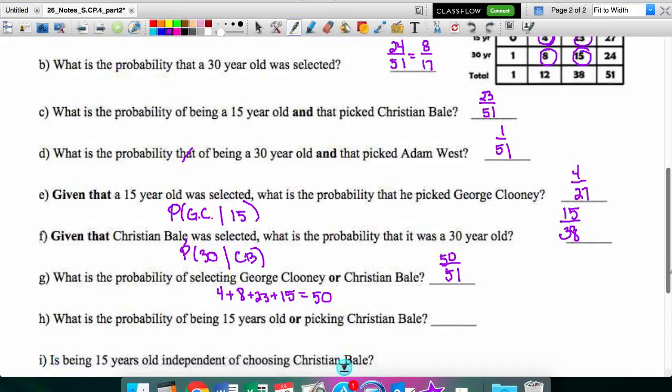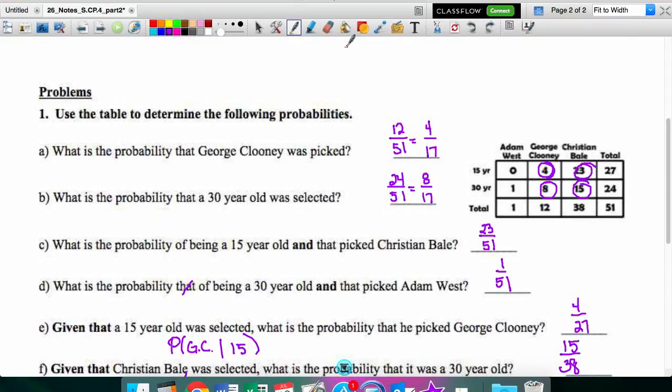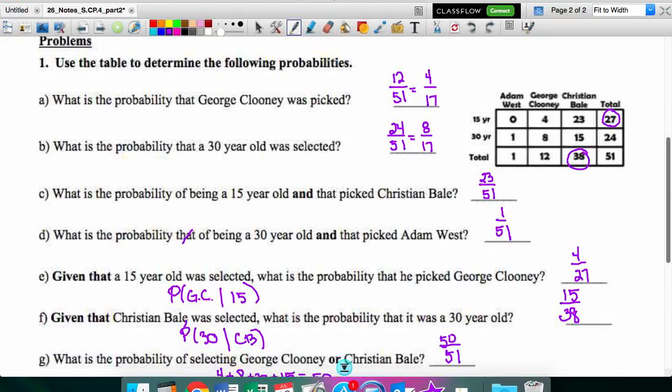All right. Let's take a look at H. What is the probability of being 15 years old or picking Christian Bale? So now I want 15 years old or Christian Bale. I'm going to focus on the totals this time. So 15's total is 27. And Christian Bale is 38. So I can add these two numbers together.